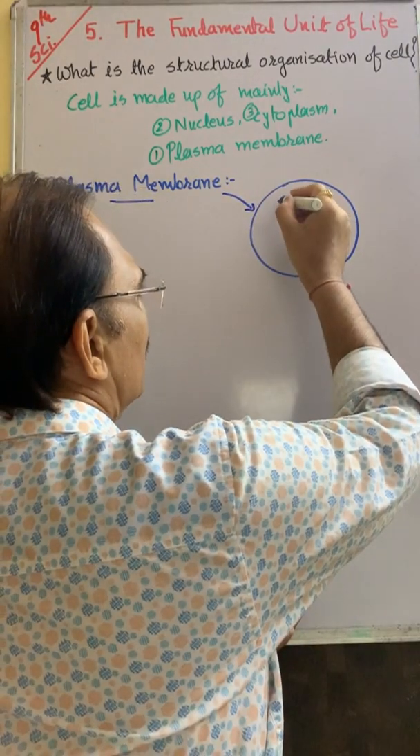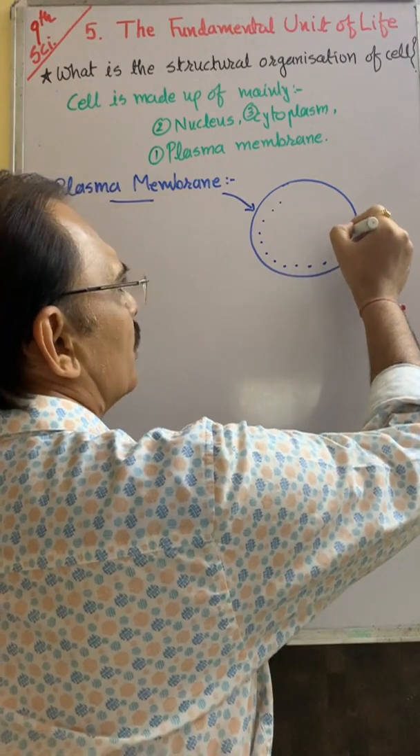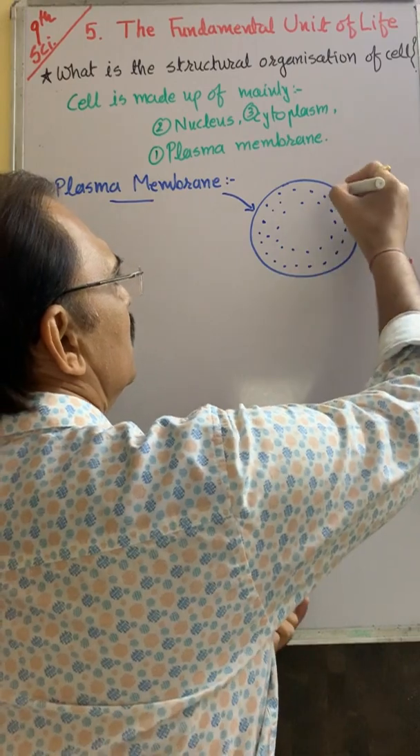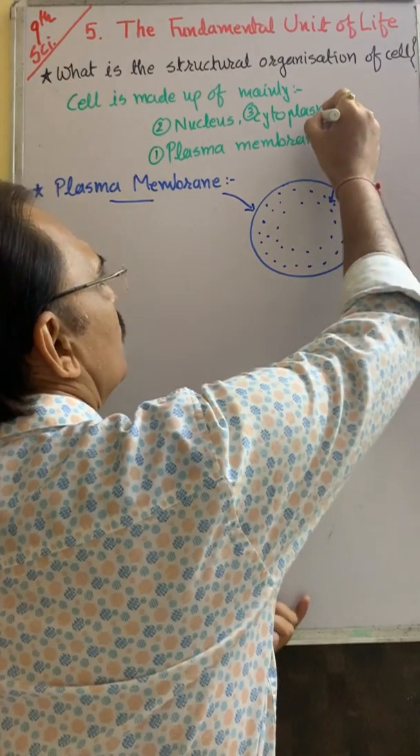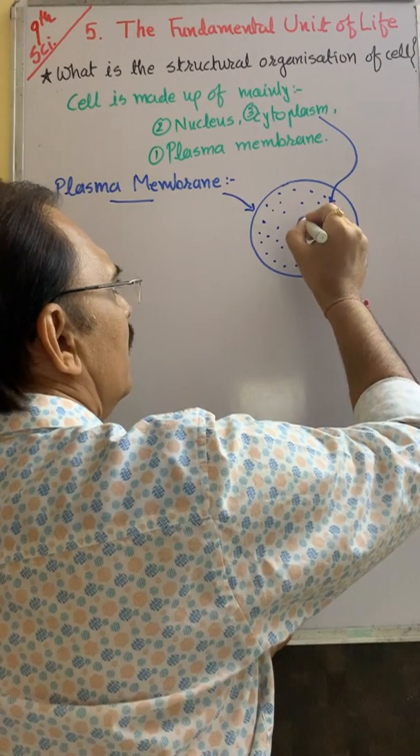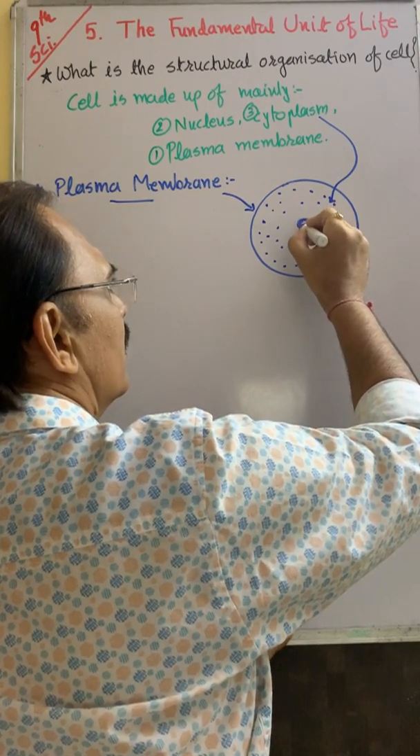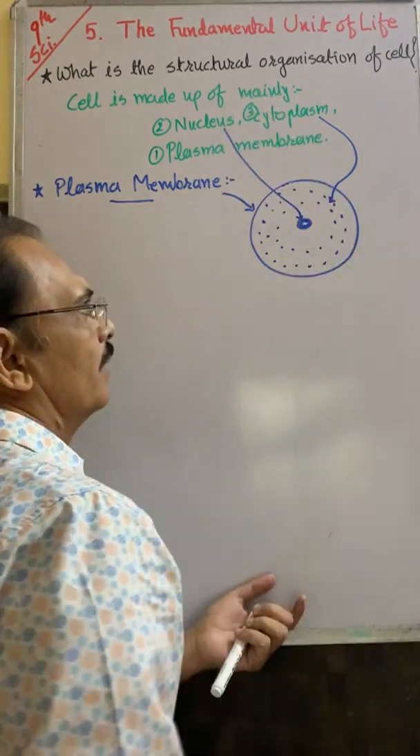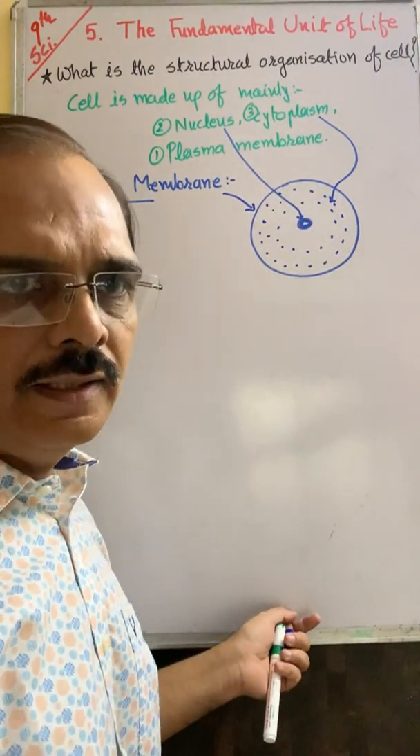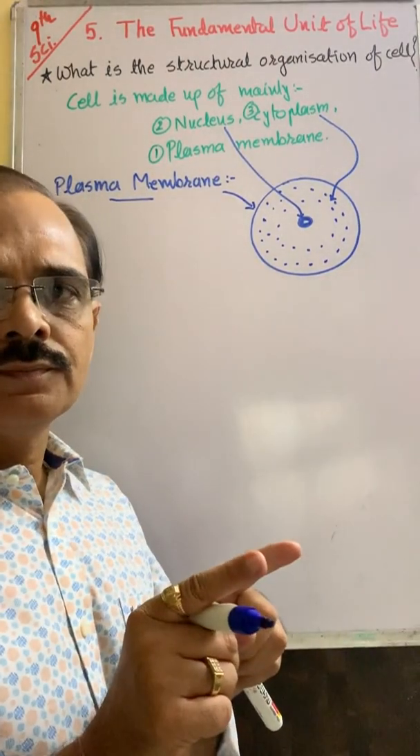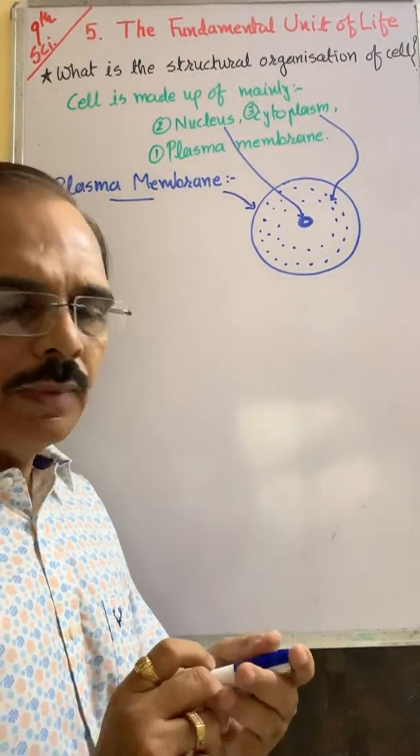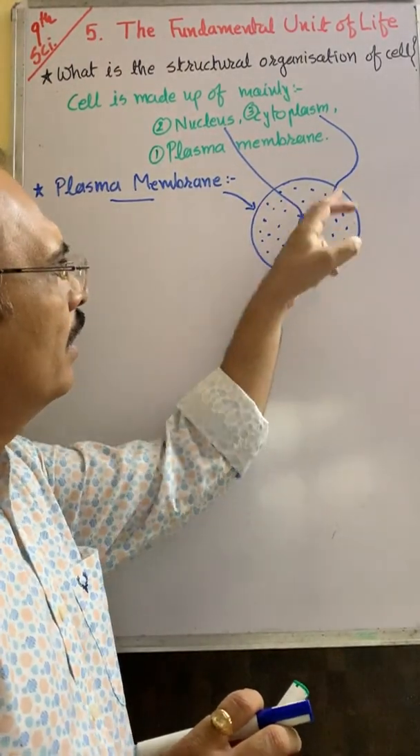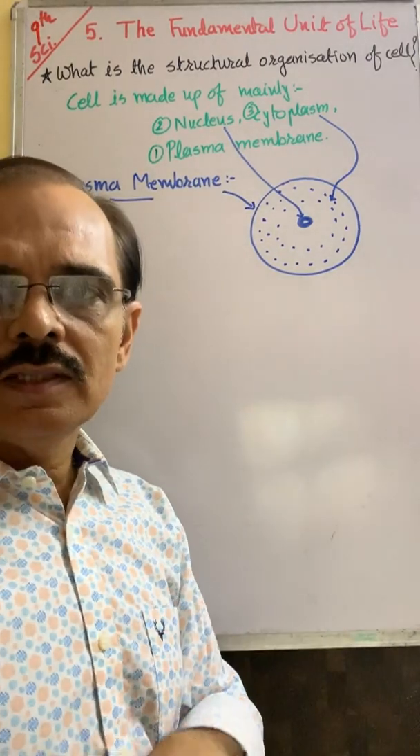This plasma membrane contains a jelly-like fluid. This jelly-like fluid is known as cytoplasm, and at the center, though not necessarily exactly at the center, is the nucleus. So mainly the cell contains these three: the outer layer, known as the plasma membrane, which covers or envelops the cytoplasm.